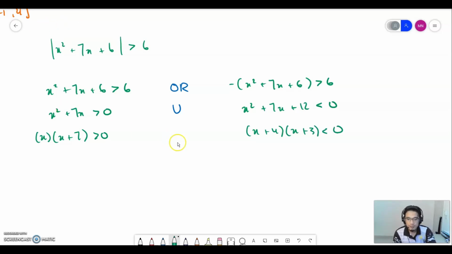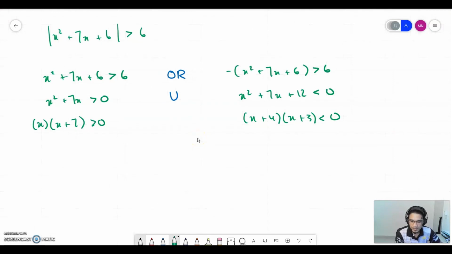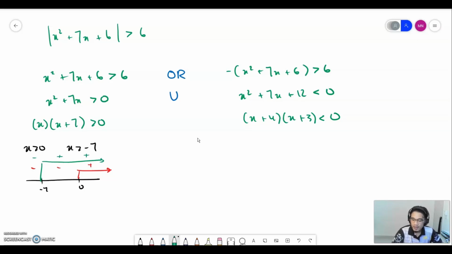Okay, we solve this by using real number line. So I have x bigger than 0, x bigger than negative 7. So negative 7, 0, bigger than 0, positive, negative, negative, and bigger than negative 7 is positive, positive, and negative. So I have a positive, negative, and positive part. So my inequality wants a positive region, so we choose the positive region.